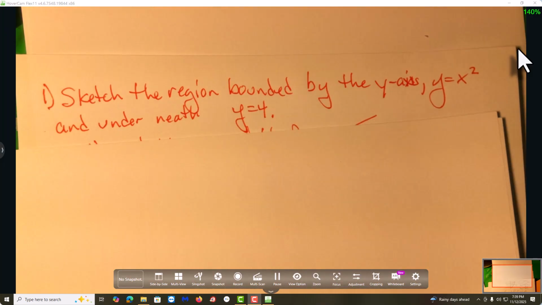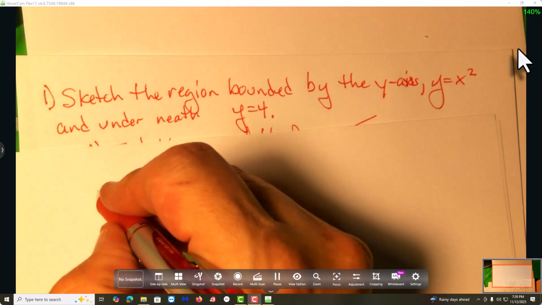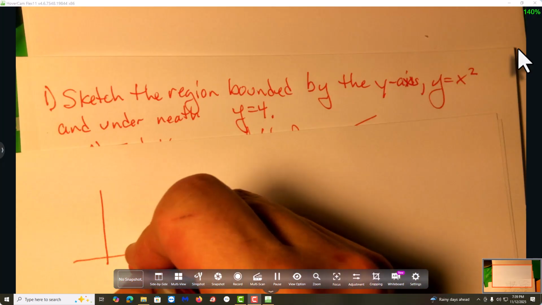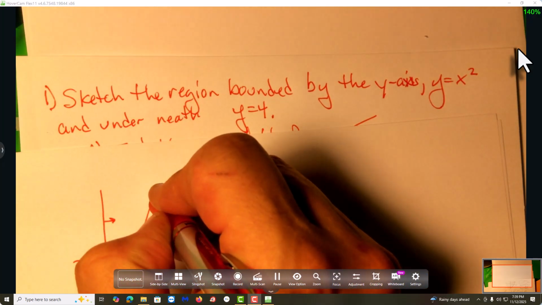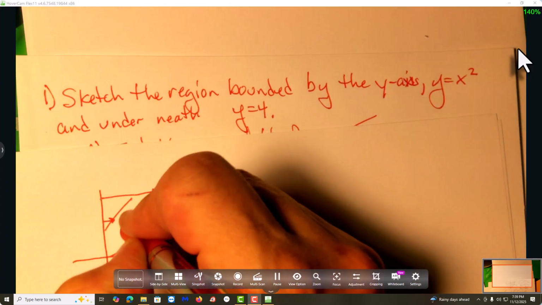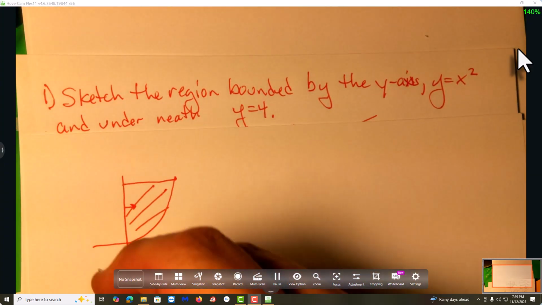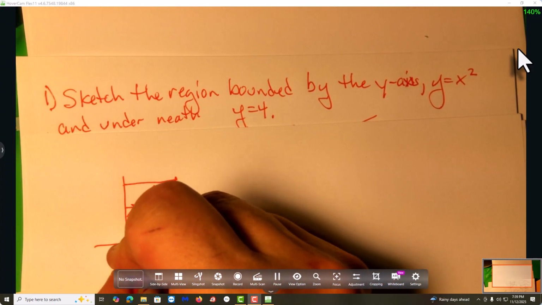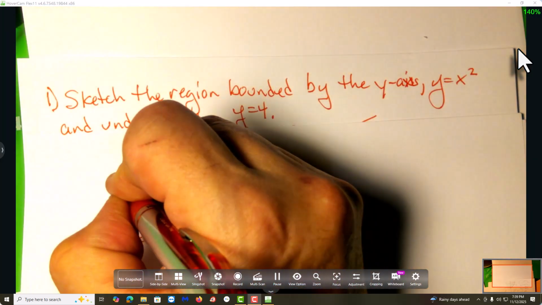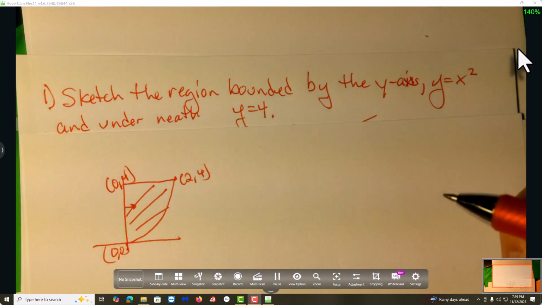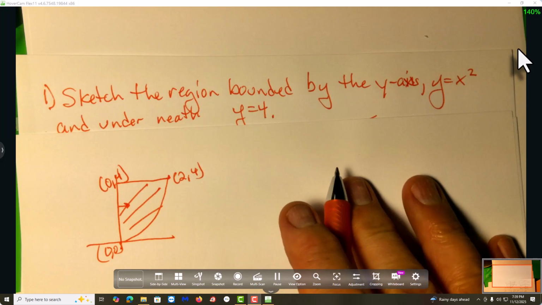So first of all, we're going to start by sketching the region. The region is bounded by the y-axis, the graph of y equals x squared, and the line y equals 4. So here is our region. That's from 0, 0. This is 2, 4. And this is 0, 4. Now, we're going to find the area.